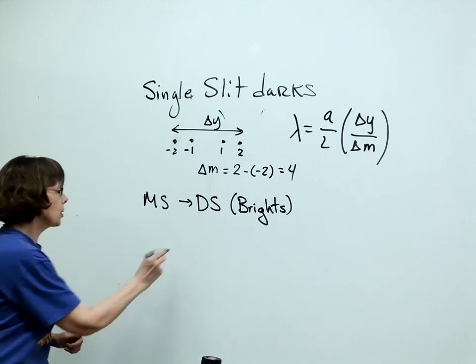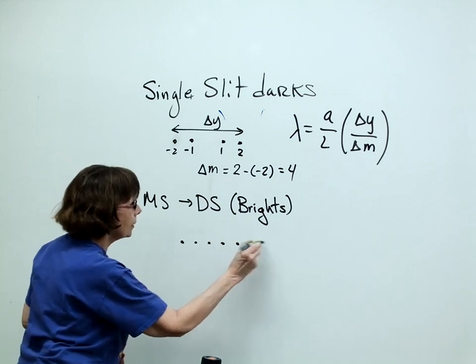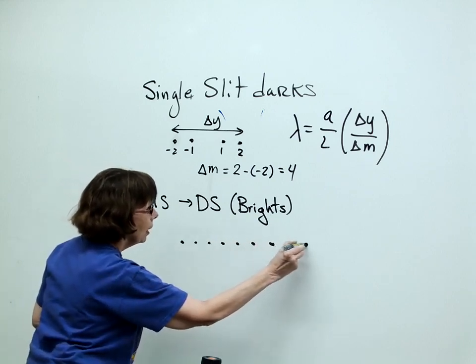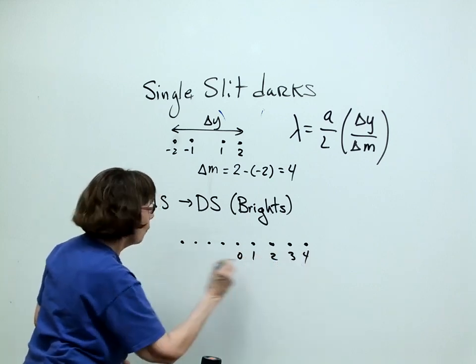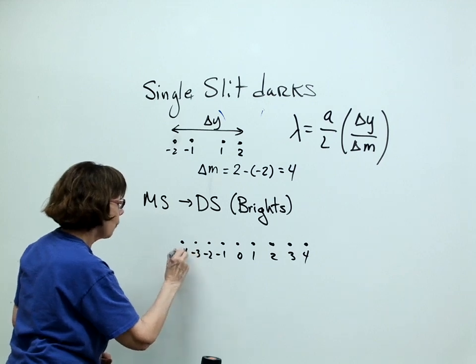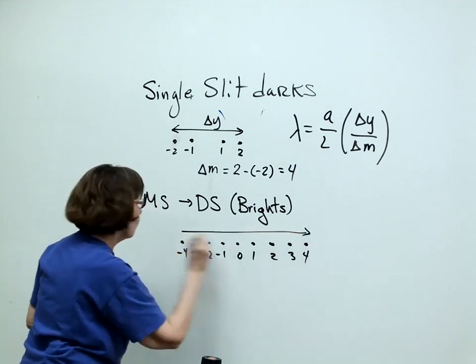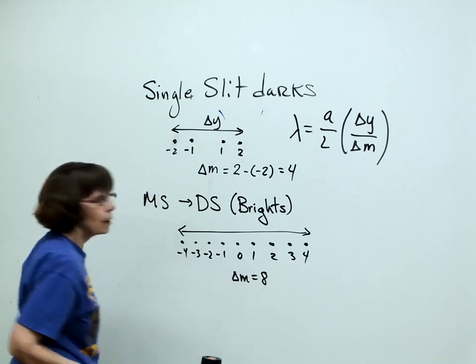So what you're going to do is see a series of bright dots, and you number it 0, 1, 2, 3, 4, -1, -2, -3, -4. This would be your delta Y. In this case, your delta M would be 8.